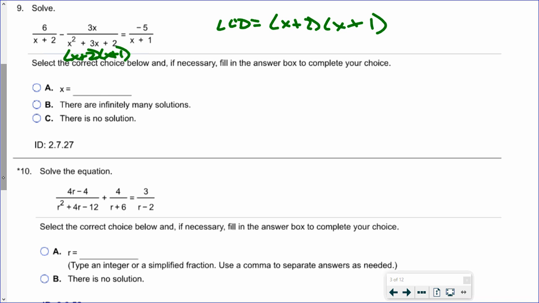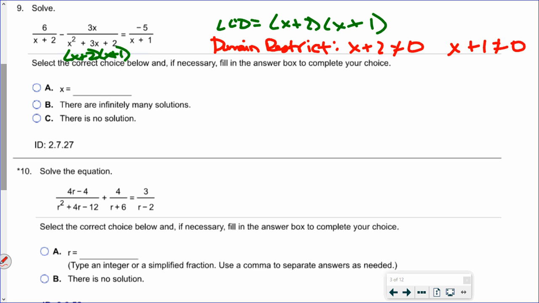Which means immediately I told you to find domain restrictions. Remember whenever I told you to do domain restrictions? And I said that's your LCD, which is x plus 2 cannot be 0, and x plus 1 cannot be 0. Yes? So x could not be -2, and x could not be -1. If you got either one of those as your answer, you had to cross it off. Do you remember us doing that?